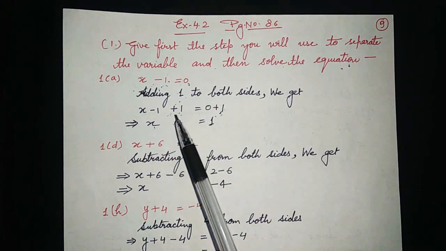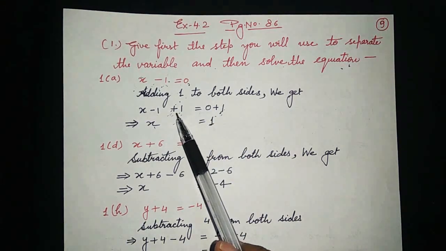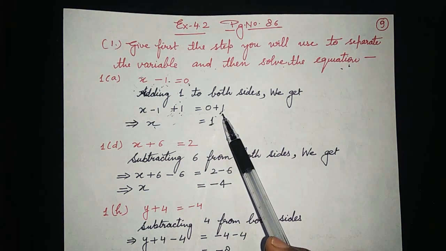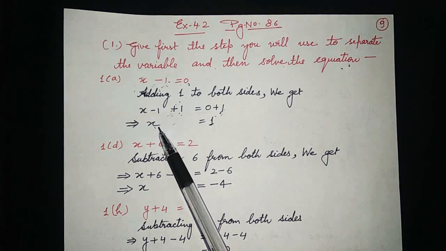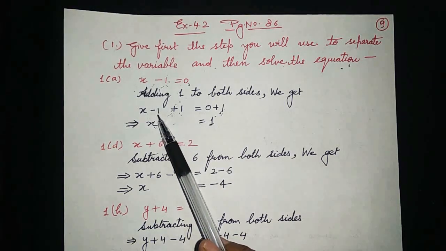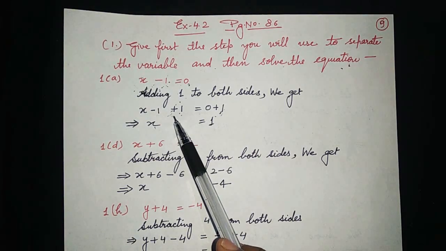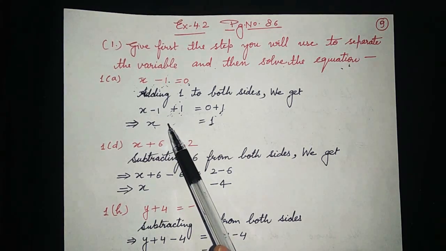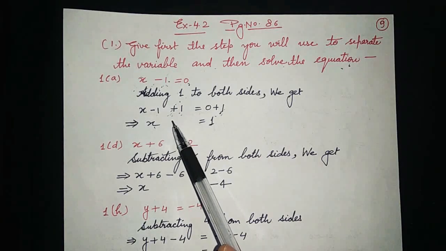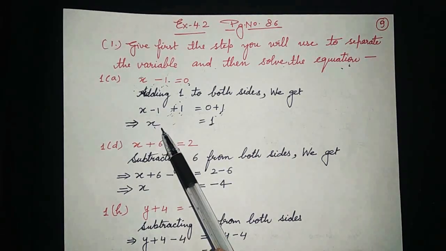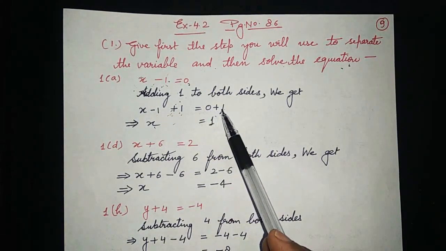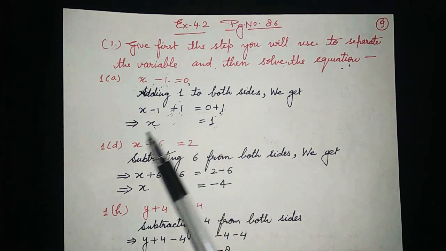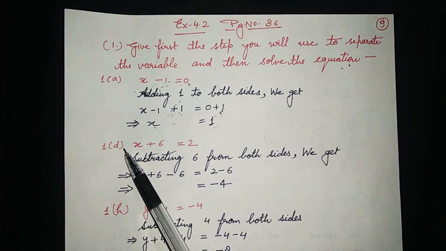So here you can see I have done plus 1 on the left hand side and plus 1 on the right hand side. And on the left hand side, minus 1 and plus 1, if we add, what do we get? We get 0. So here 0 will come, but no need to write it, so you will write only x. And 0 plus 1, what? 1.